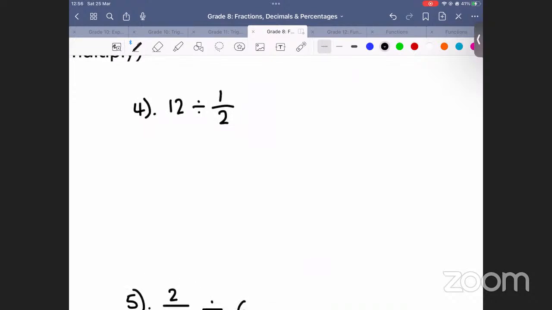What about non-fractions divided by fractions? Same concept. So you have 12 divided by 1/2. What you're going to do is keep the first term the same, flip the second term, but we're going to express the first term as a fraction. So 12/1 times 2/1, because it was 1/2. So we flip it and it basically becomes 24.